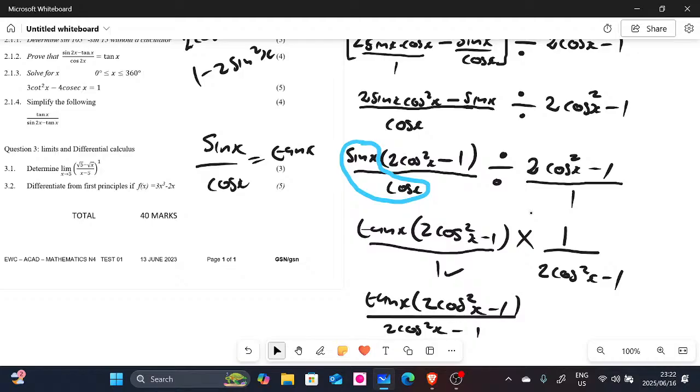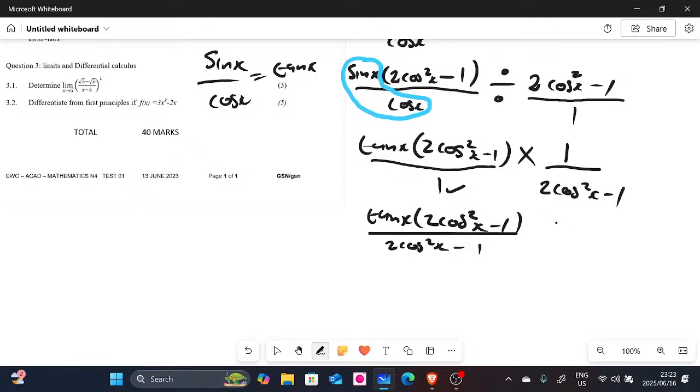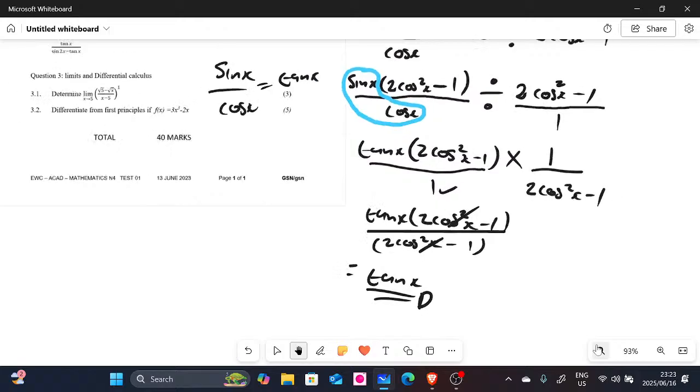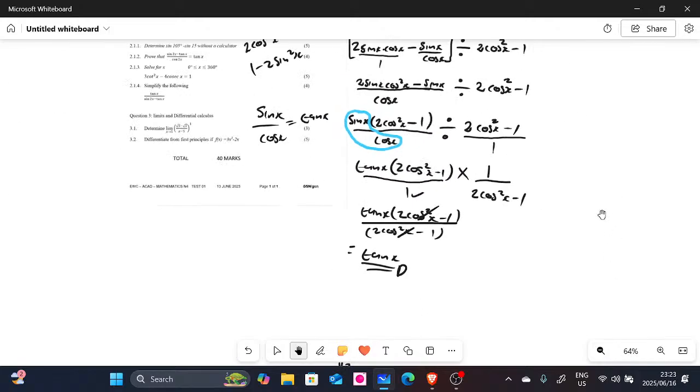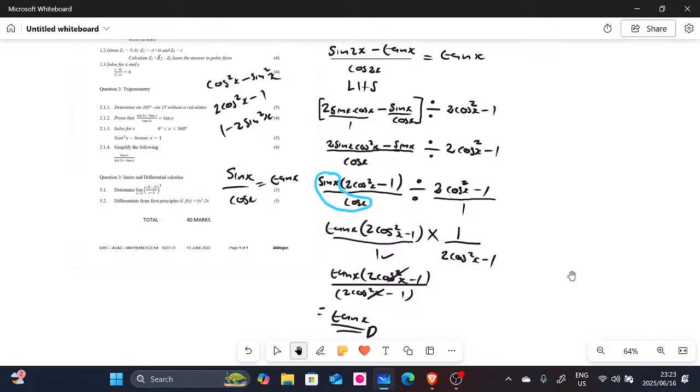I hope you can still follow. Now look, this 2 cos squared x minus 1 is going to divide with the one on the numerator. So what are we left with? We're left with tan x. Therefore our right hand side is equal to our left hand side. Let me just zoom down a bit. Remember, our right hand side here is tan x.